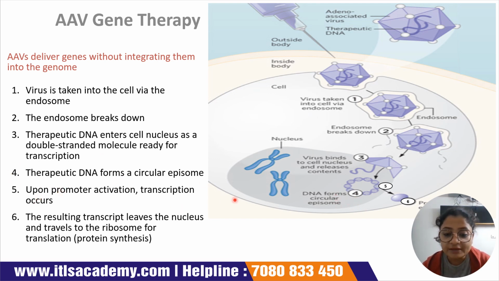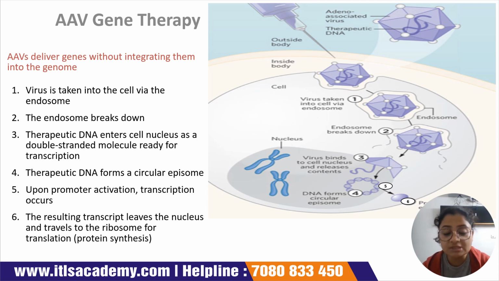Then step number 5, upon promoter activation, the transcription will occur. Promoter is something I have talked about in detail in many of the previous sessions. What is a promoter, what is an operator, what is a repressor? Mainly when I talked about modulation of gene expression, when I explained about the different operons present in the prokaryotes.